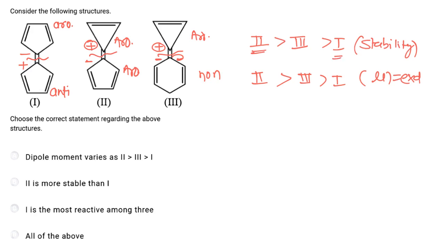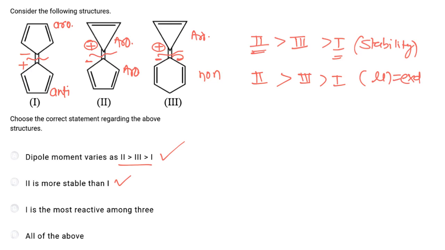So, the first statement is correct. Dipole moment varies 2, 3, 1. Dipole moment is maximum for 2, then 3, then 1. Statement: 2 is more stable than 1. This is also correct, because in 1 both aromatic and anti-aromatic rings are formed, while in 2 only aromatic rings are formed. So, this statement is also correct.